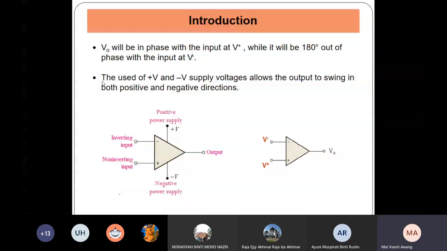Then the use of V plus and V minus voltage supplies allows the output to swing in both positive and negative directions. That's why you have this power supply plus and minus, so that you have an output swing between the negative power supply and the positive power supply. So the values will be minus V and V, in between. Okay? So the amplitude will be 2V. Clear?